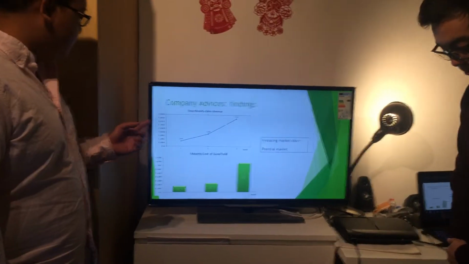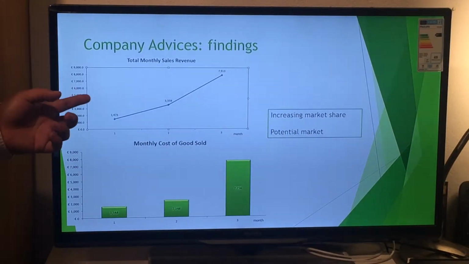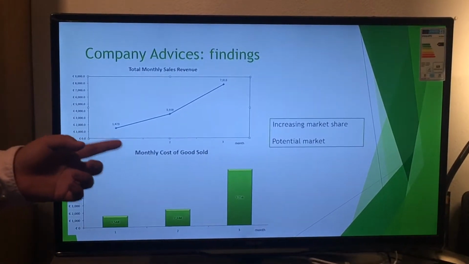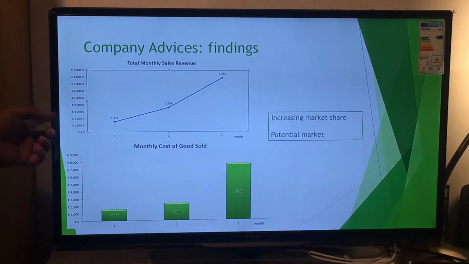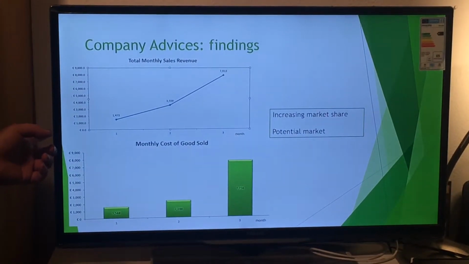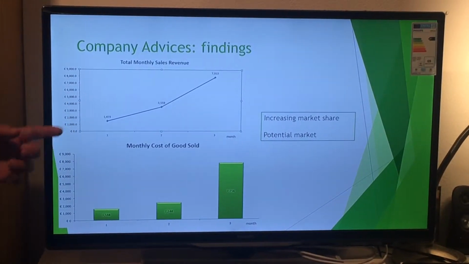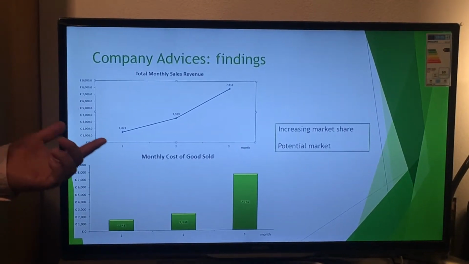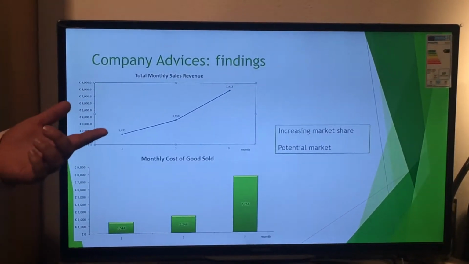The first chart is total monthly sales revenue. From this chart, we can know which months obtained the highest revenue in the first quarter. In January, our revenue was 1,500 euros. But in March, our revenue grew to 8,000 euros. So the indicator is good, it's positive because our sales are increasing.